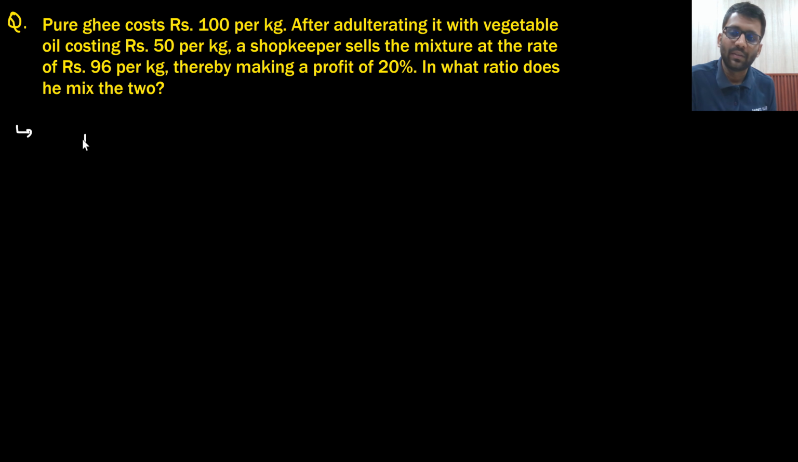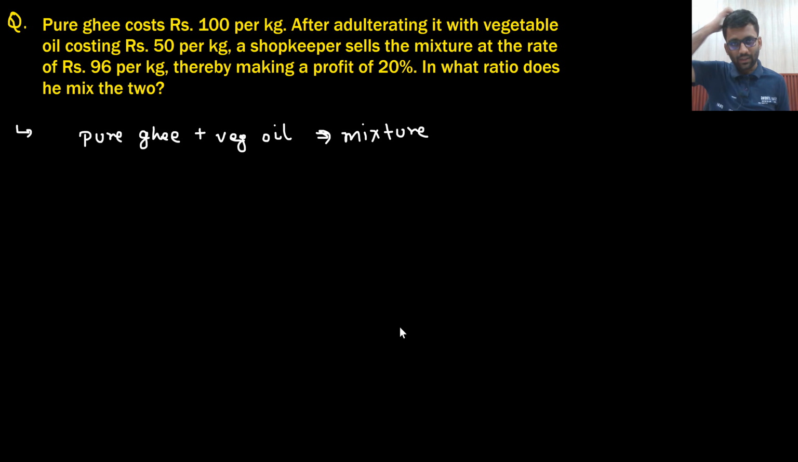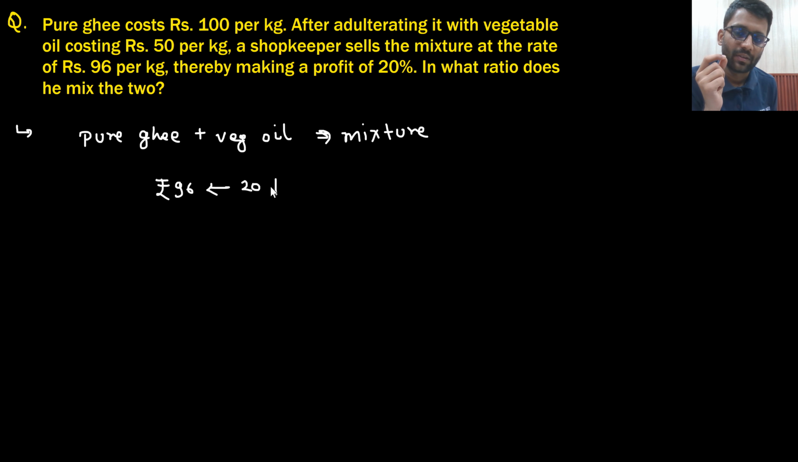So pure ghee plus vegetable oil, and we get a mixture out of that. Mixture at the rate of rupees 96 per kg, making a profit of 20%. That means he is getting 96 rupees after 20% profit.